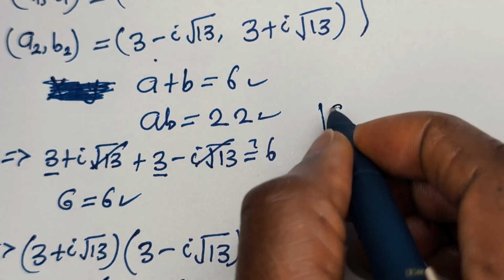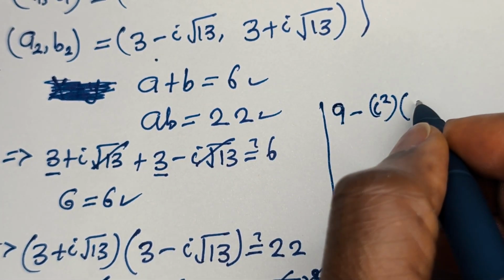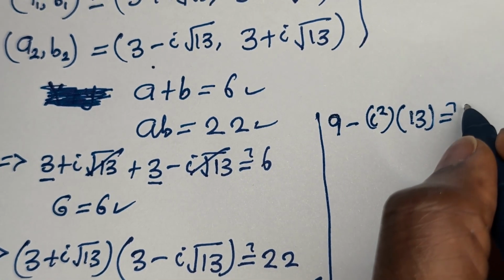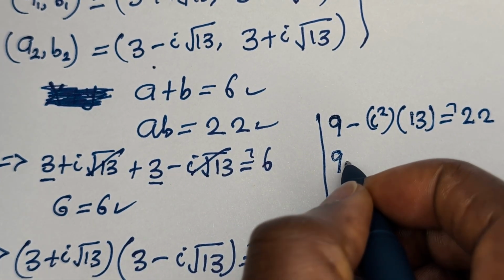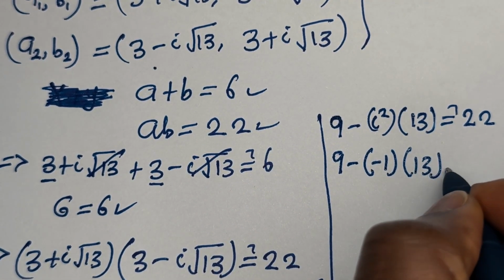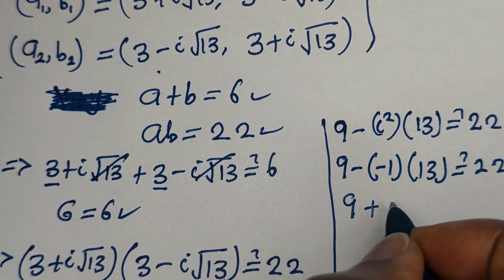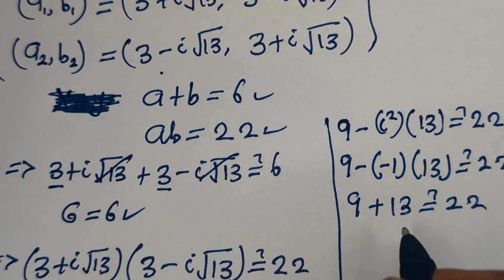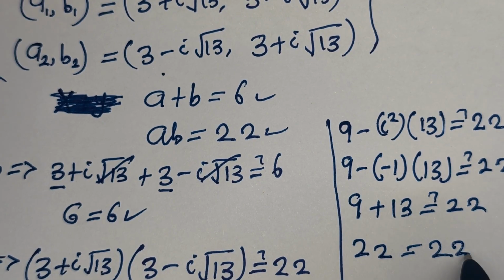Then we have 9 minus i square multiplied by 13, must be equal to 22. Now this is 9 minus, multiplied by minus 1, multiplied by 13, must be equal to 22. Here we have 9 plus 13 must be equal to 22. And this is 22 is equal to 22, which is true.